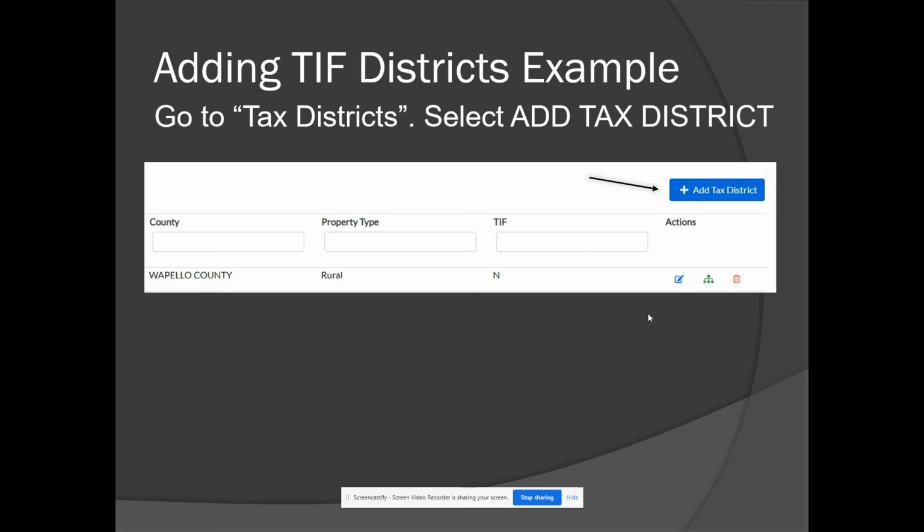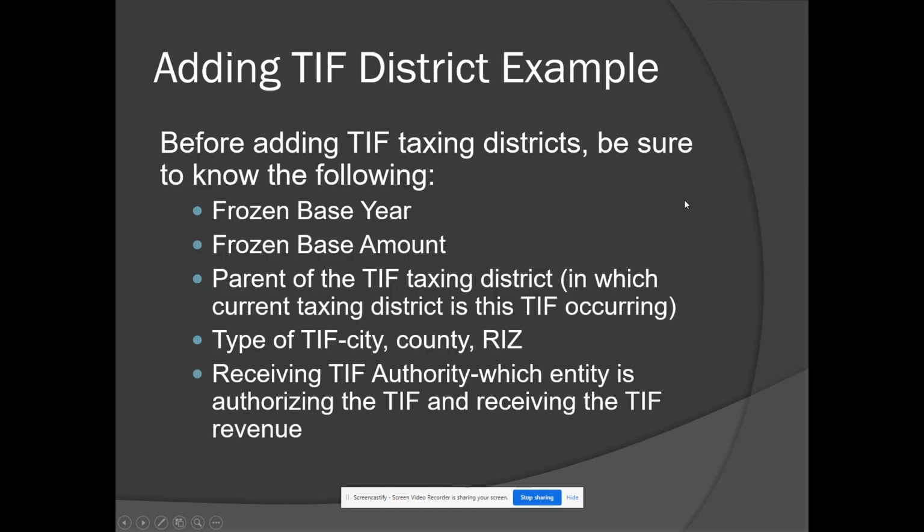You would go to the tax districts option on the left and select Add Tax District at the top. Before adding the TIF tax district, make sure that you have on hand the following pieces of information: the frozen base year, the frozen base amount, and the parent of that taxing district. Where is this TIF occurring? In what taxing district? And the type of TIF it is.